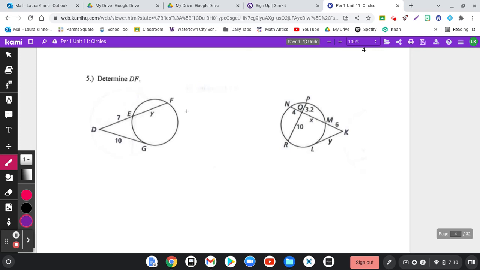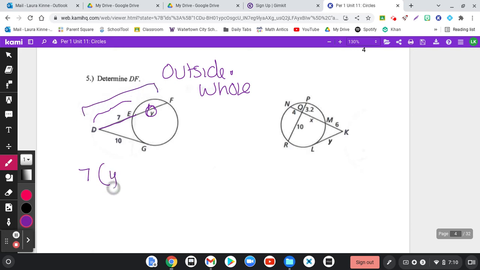So determine DF. Again, EF we'll call, or is y. Sorry, that's already there for you. So again, it doesn't matter if it's two secants or a tangent and a secant. Outside times the whole. So the outside is 7 times the whole, y plus 7. The outside, now this one's a little different. This is the outside, but it's also the whole thing. That's the outside and the whole.